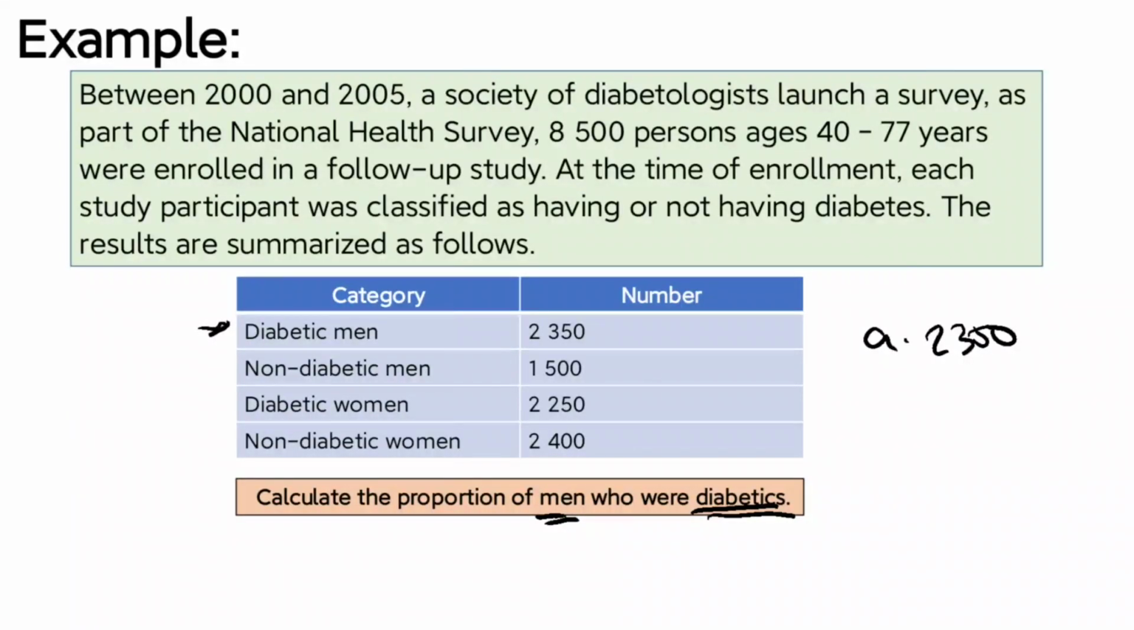And then, your B would be the total number. So, of course, the total number is A plus the non-diabetic men. So, that will be your total number. So, the diabetic men plus the non-diabetic men: 2,350 plus 1,500.